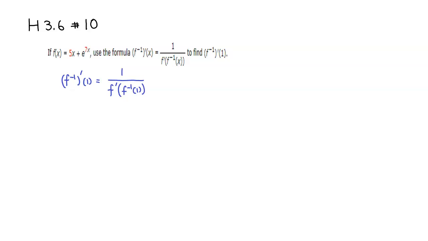So we need to find a number x so that f of that number is equal to 1. So let's do that. All right, do you know one? Actually, we found one. Let's try f of 0. So f of 0 is 5 times 0, plus e to the 7 times 0, which is going to be 1, so it's going to be 1 here.